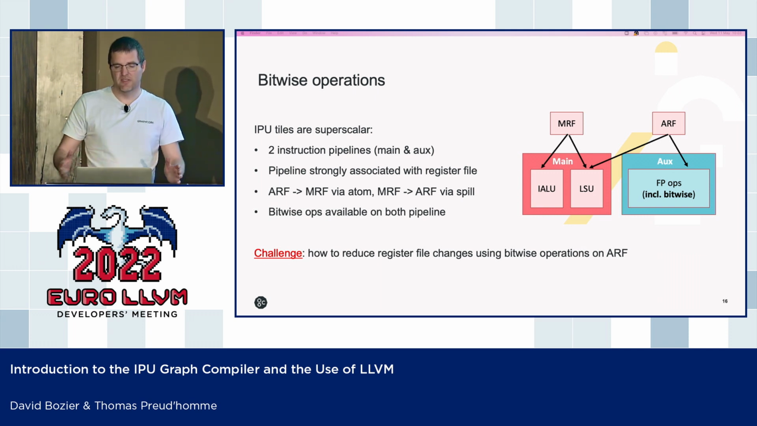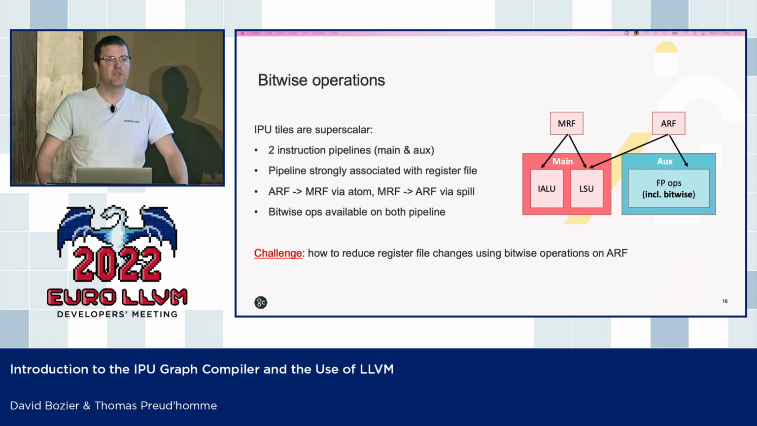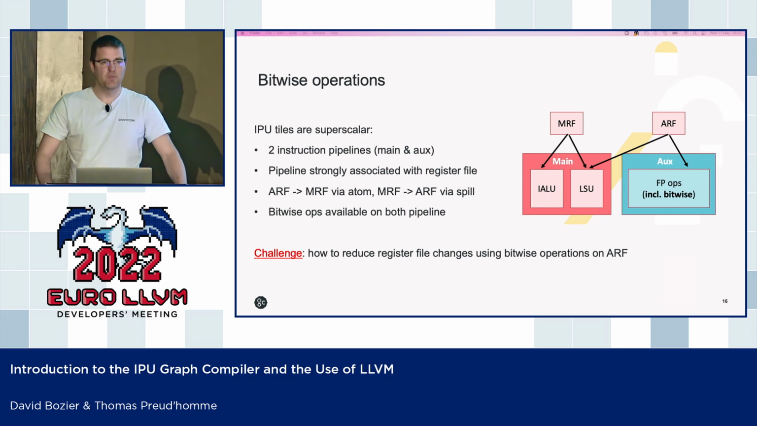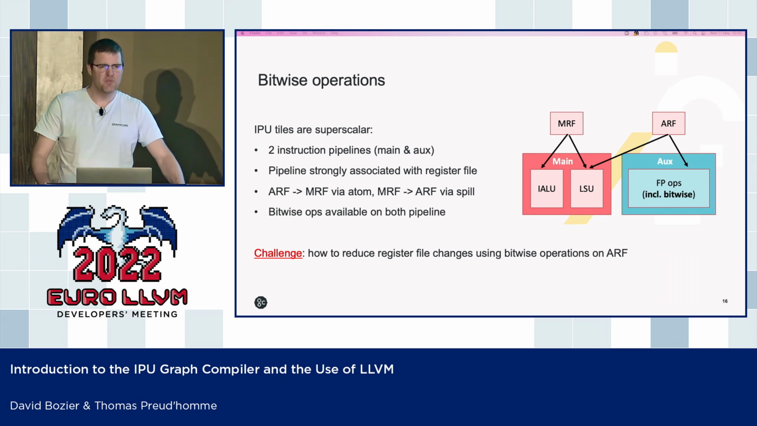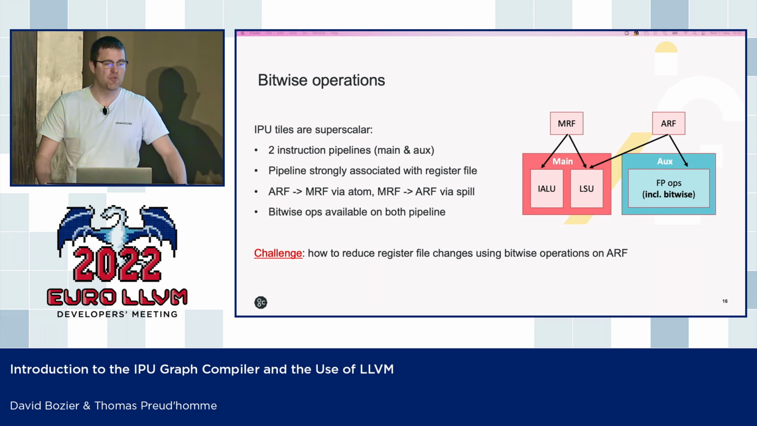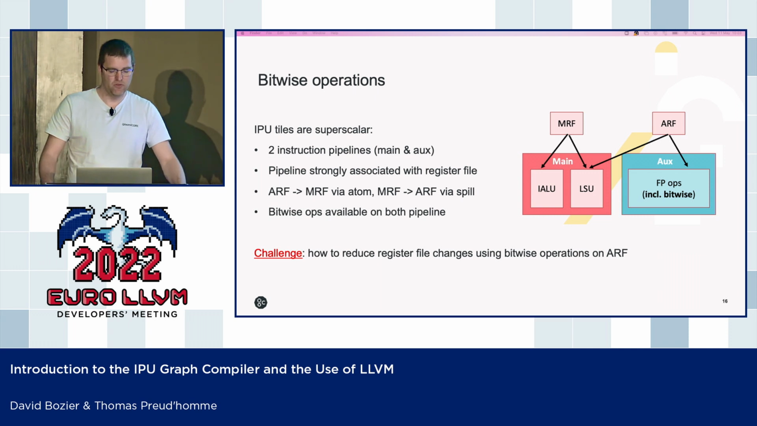So instructions that execute on the main pipeline are those that use the main register file, or MRF, such as arithmetic operations and load and store instructions. Floating point operations execute on the aux pipeline because they use the aux register file, or ARF. It is possible to copy values from one register file to the other, either by using the A2M instruction to copy from the ARF to the MRF, or by spilling to the stack for copying the other way.